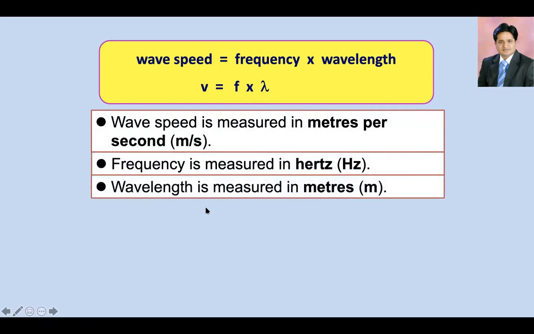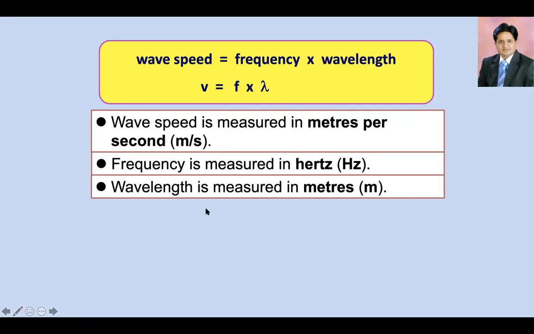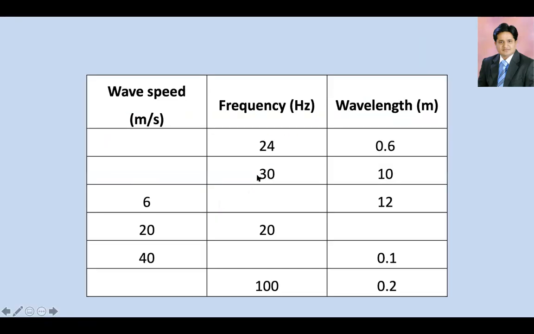Frequency is measured in hertz. Wavelength is measured in meters. Now, using the formula V equals F lambda, try to complete this table. For example, here you have to calculate the wave speed. You are given the frequency and the wavelength. So you know V is F lambda. So you can use the formula V equals F lambda and solve for the first one and the second one.